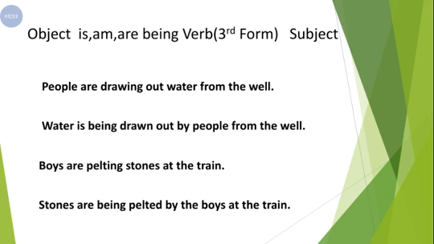With the object, you will use the helping verb, and they would be is, am, are. You will use them according to the object. If object is singular, you will use is. If object is plural, you will use are, and if object is I, then you will use am. After the helping verbs, you will use being, and after that you will use third form of the verb.